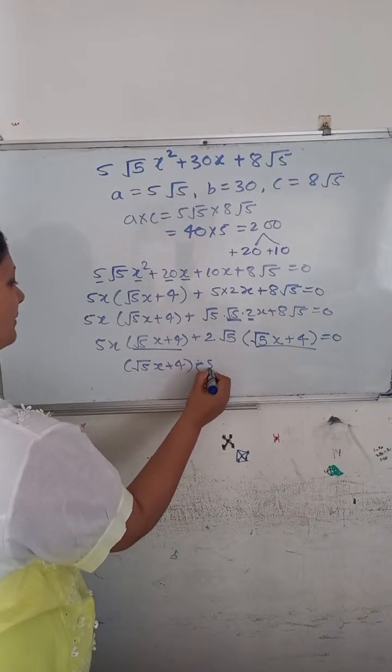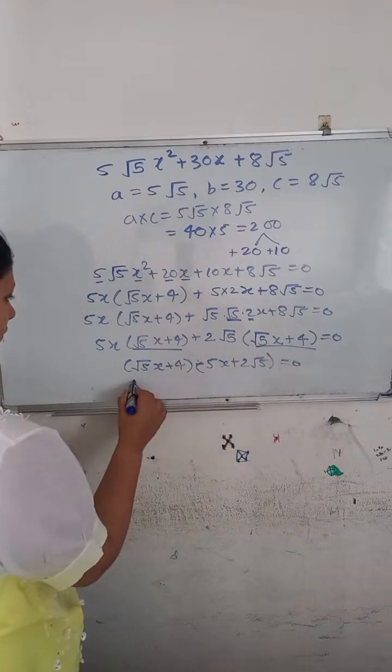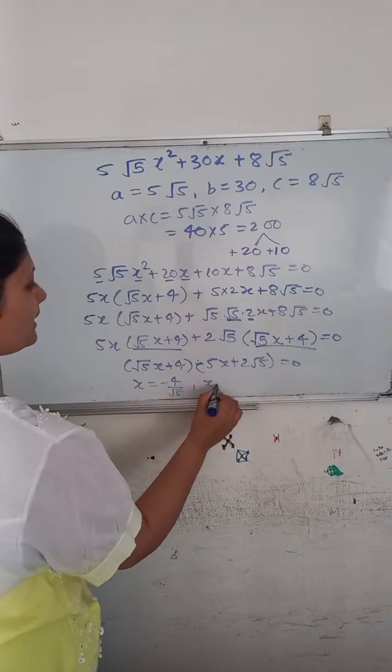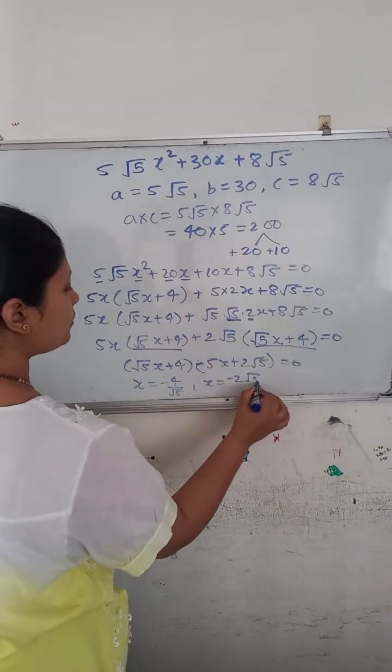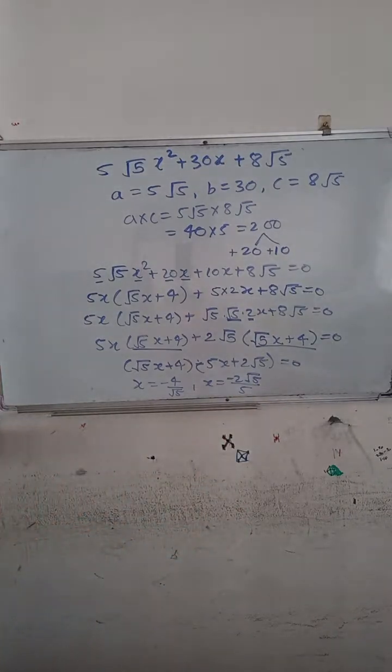And the remaining term is 5x plus 2 root 5 equal to 0. So here x is equal to minus 4 by root 5 and x is equal to minus 2 root 5 divided by 5. So this is the answer. If you want, you can do rationalization here and you can get the answer. At this stage you will feel maybe it is difficult, but if you practice it, you will get the answers easily. Understood up to here?